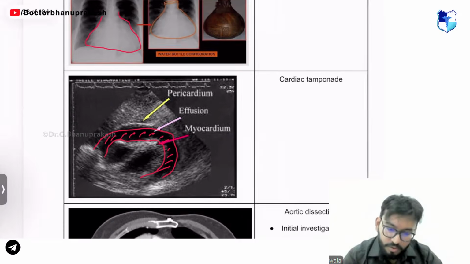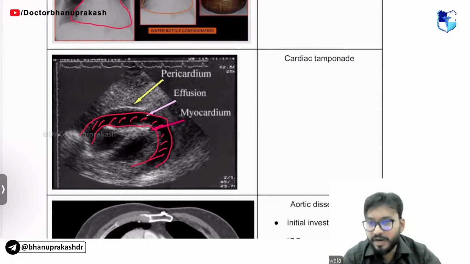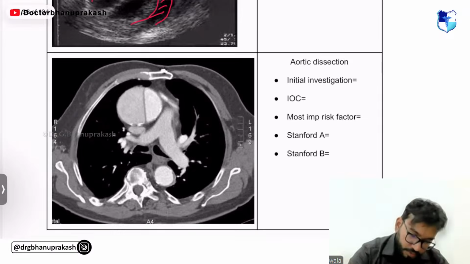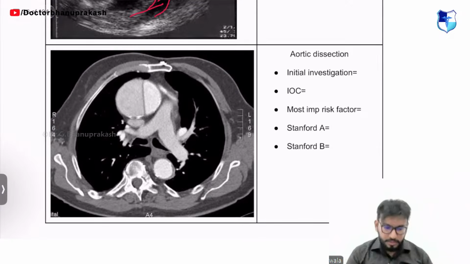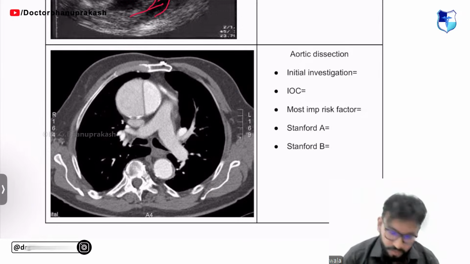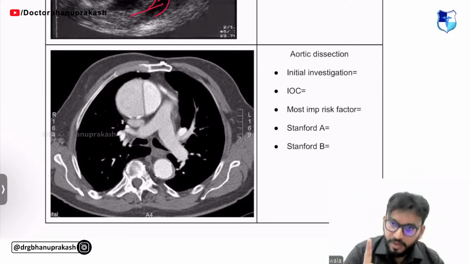Cardiac tamponade. Okay, guys. Do you know what is the triad of cardiac tamponade? Come on, guys, quickly. Yes, triad of cardiac tamponade. Okay, moving on. If anyone remembers, tell me in the comment section or in the live chat.